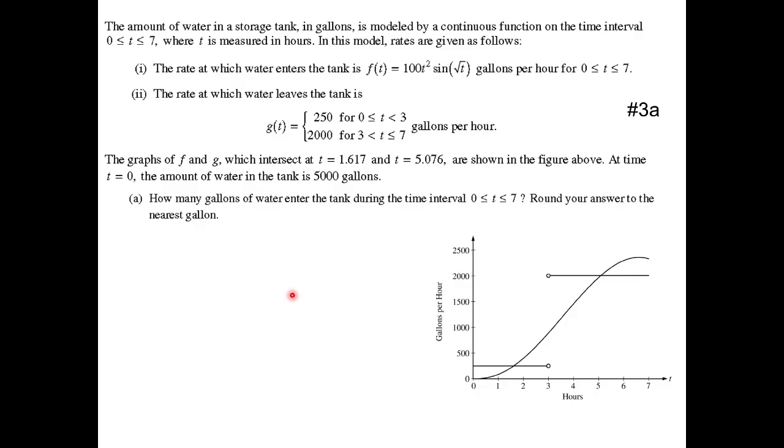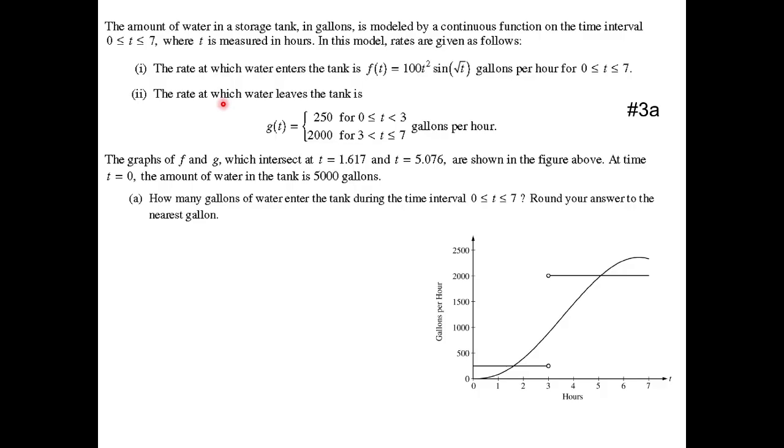For this calculator-based free response problem, we've got a lot going on here. The amount of water in a storage tank in gallons is modeled by a continuous function on the time interval 0 to 7, where t is measured in hours. In this model, the rates are given as follows. So we have a rate that water is entering the tank, given by this weird f of t function, which has polynomials, trig functions, radicals, a little bit of everything, from 0 to 7. And that's in gallons per hour.